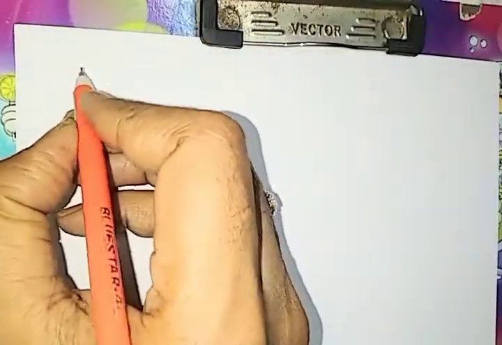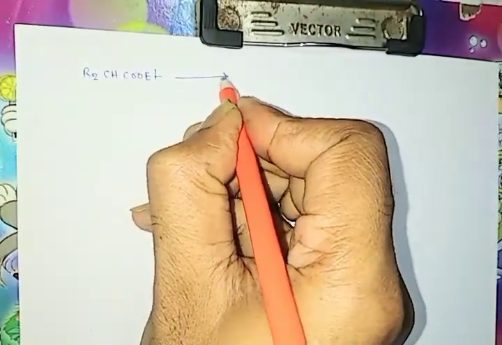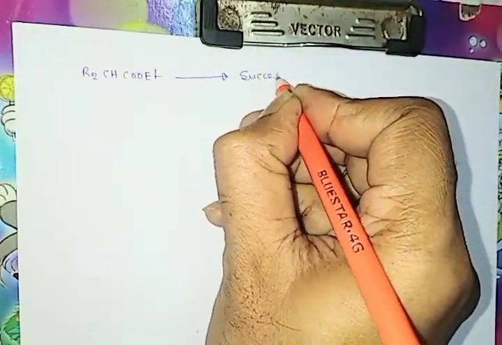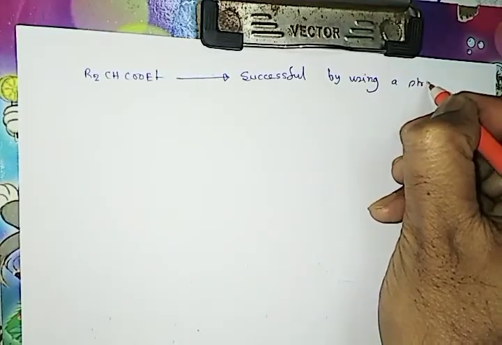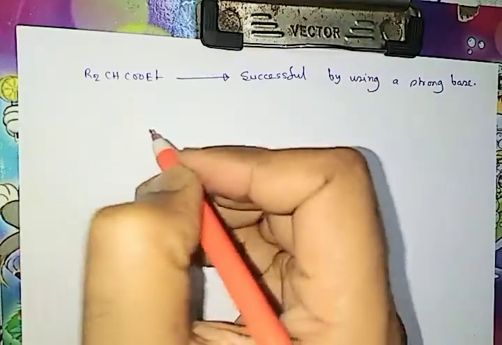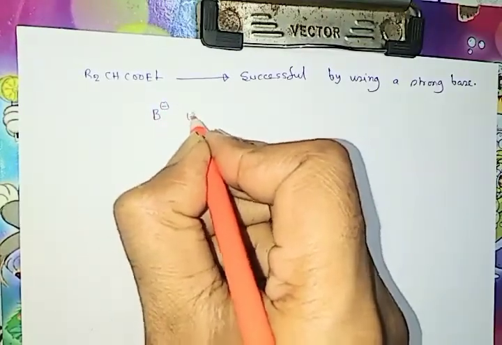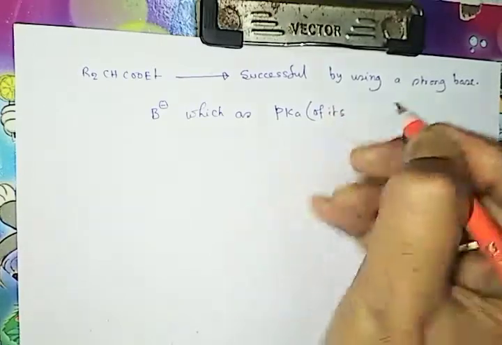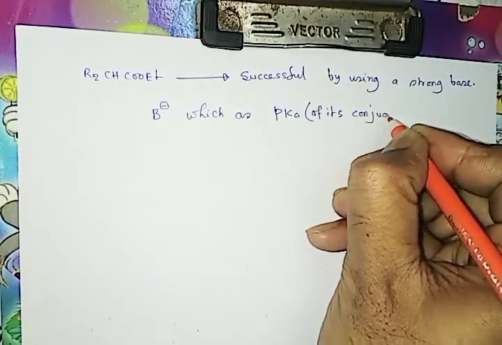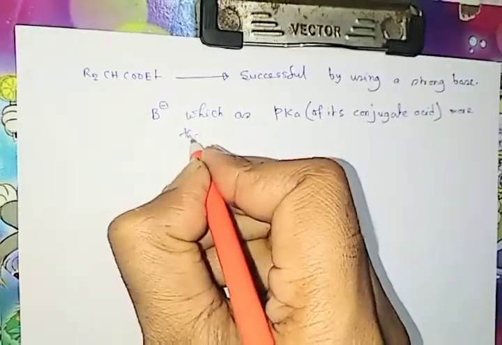However, we can make the reaction successful. That means the reaction of R2CHCOOEt, we can make successful by using a strong base, B minus, which has a pKa of its conjugate acid of more than 24.